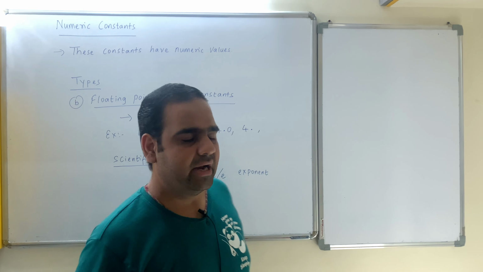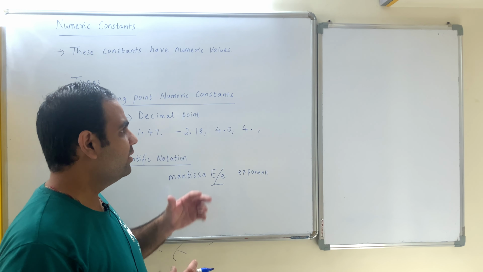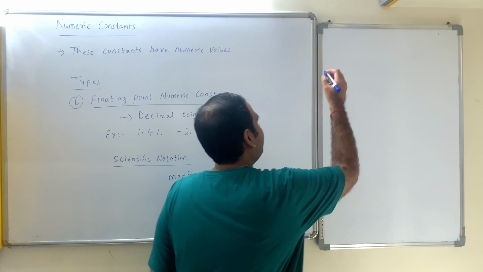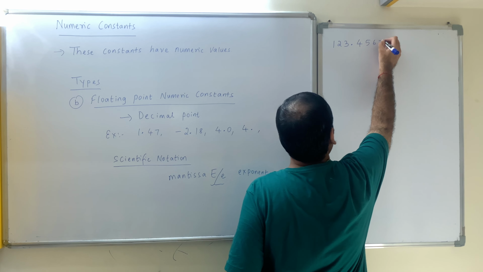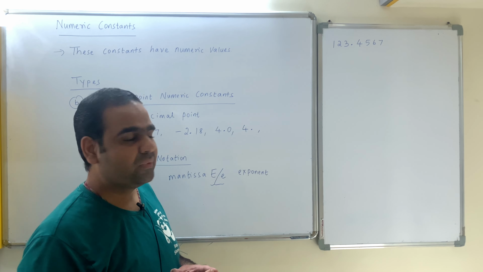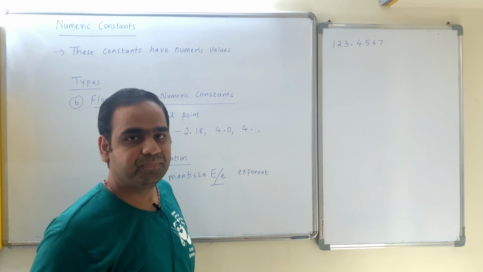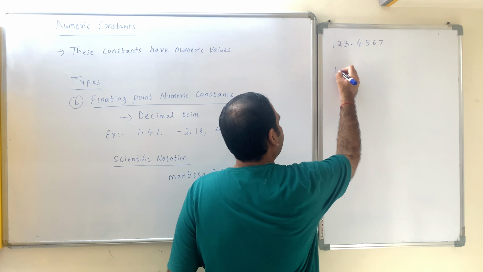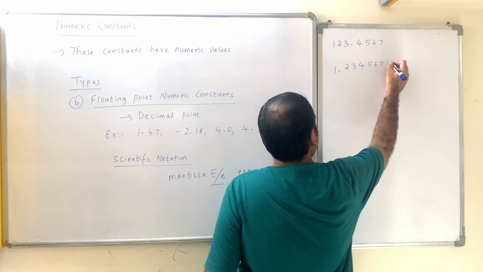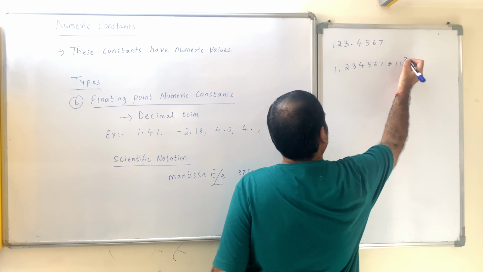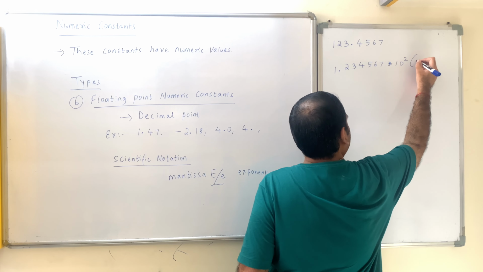Let's try to understand how we write the scientific notation in C programming with the help of an example. Say for example, we want to write 123.4567 in scientific notation. First, let's convert this into mathematical scientific notation. We would write it as 1.234567 into 10 to the power 2. This is how we write in mathematics.